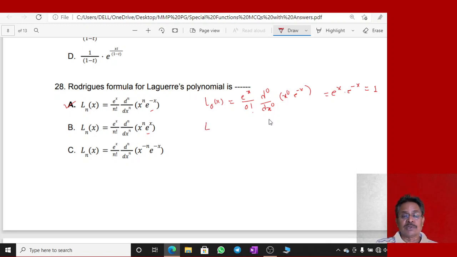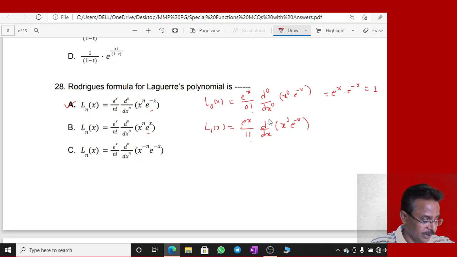We can go for another calculation, L1 of x. So here it is e raised to x upon 1 factorial multiplied by d by dx into x raised to 1 multiplied by e raised to minus x. This time it is a product, so you can use the product rule there, and you can find out the value of L1 of x. There are different Laguerre polynomials that can be obtained by this method, and this method gives you 1 minus x. So L1 of x is simply 1 minus x.